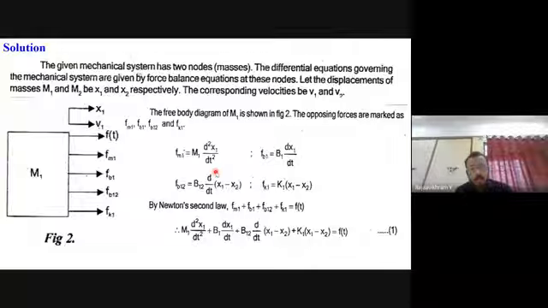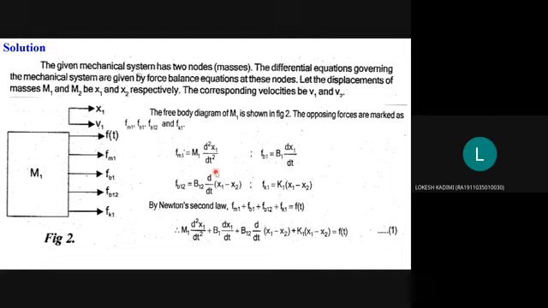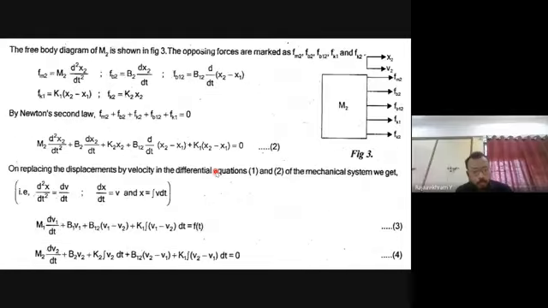For the mechanical translation system, whether you are getting this differential equation. Yes, I need anyone to reply. Whether you got the same differential equation for M1 and M2. Sir, M2 once show, sir. M2. Whether you are getting this equation from the free body diagram.